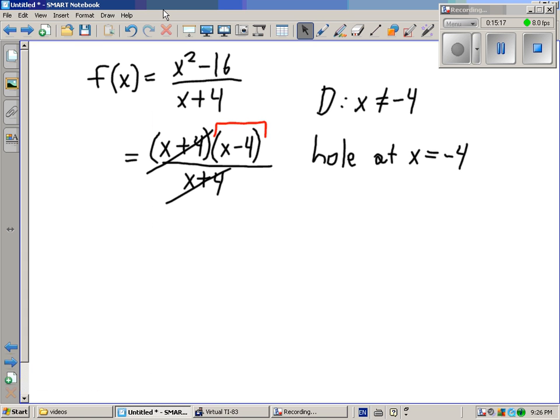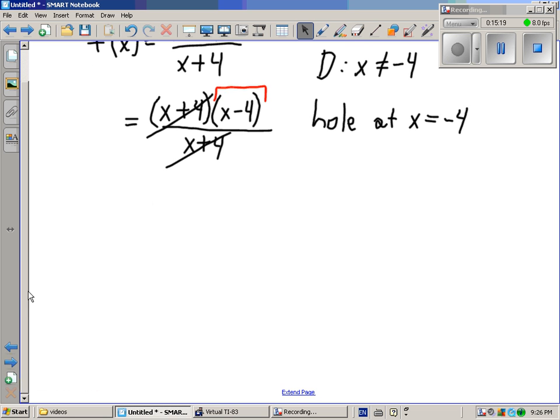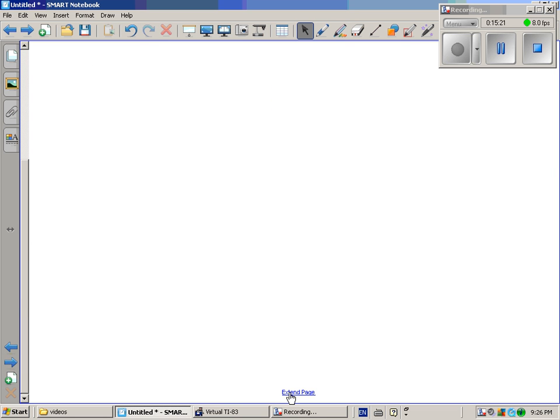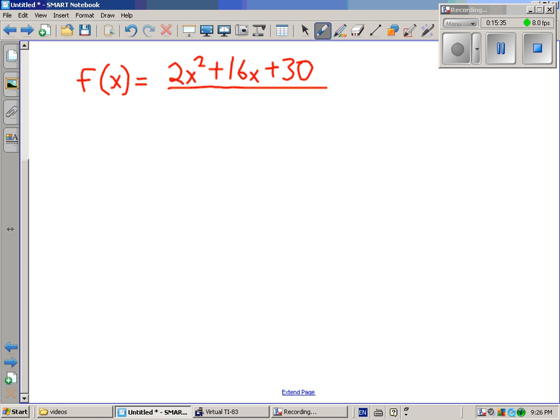Okay, let's go back to our first example. I'm going to reuse that function that was the first one that I showed you. 2x squared plus 16x plus 30, divided by x squared minus 9.